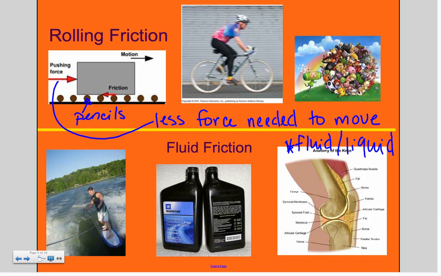This is a little game where everything is rolled together. That's why I put it there, to help remember rolling friction. The next one is fluid friction.